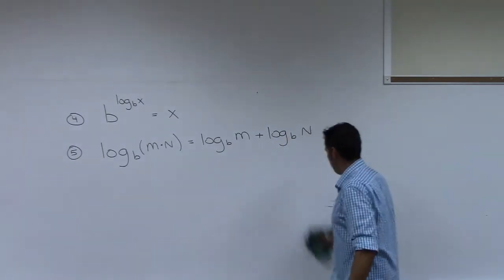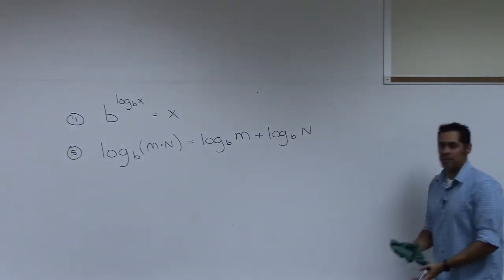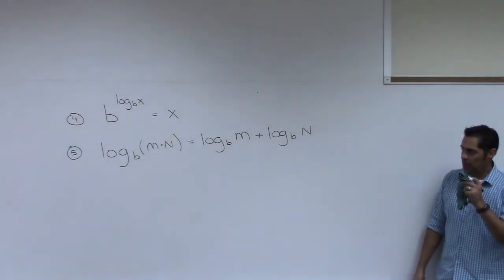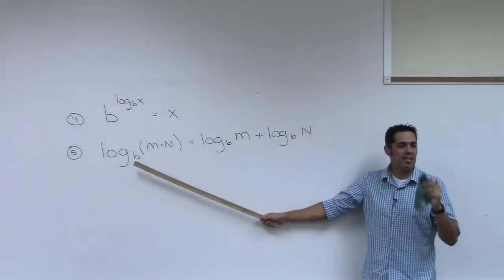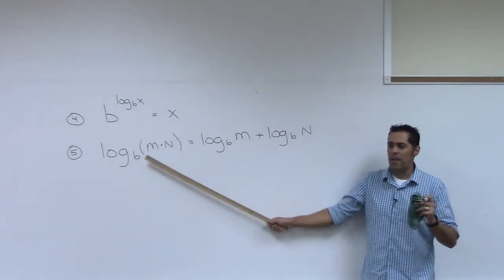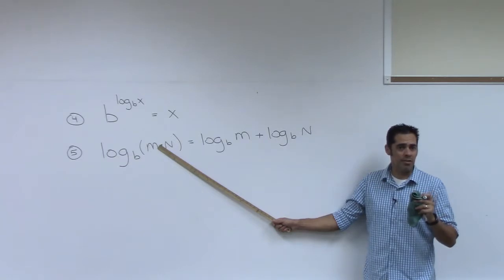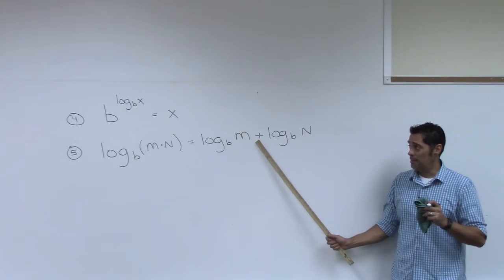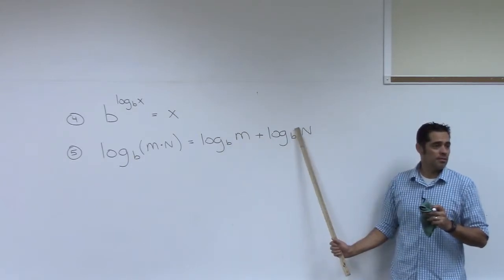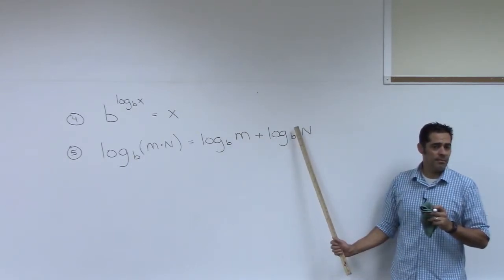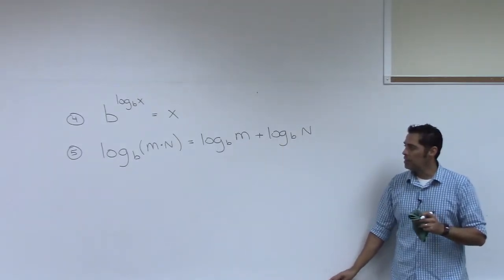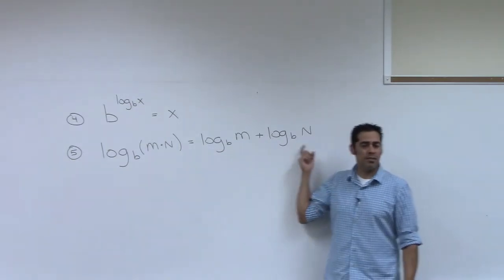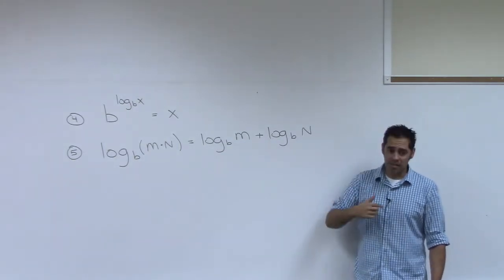All right. Property 5 says, and try and listen to my words here, if you have a single logarithm with a product inside, multiplication, that this turns into what? The sum of two logarithms. Do you see that? This is a property of logs. A single log with a product turns into two logs being added. And it works the other way around too.